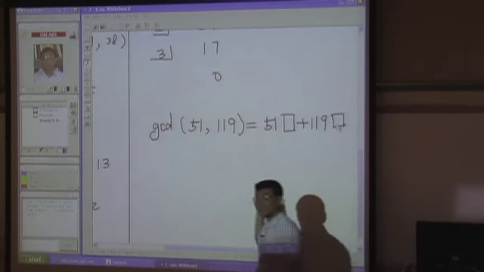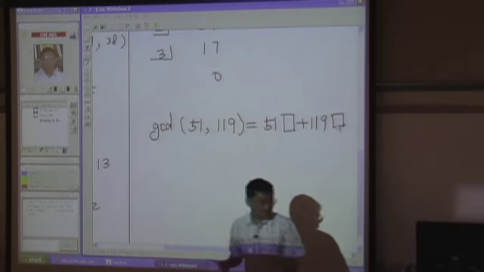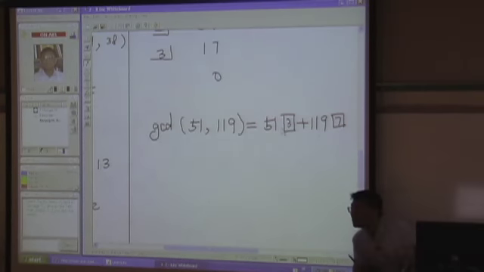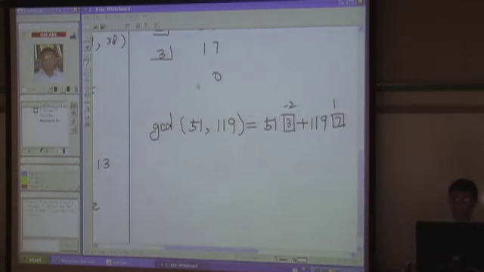Is there anybody who found it? 3 and 7? Then it's... No. Isn't it negative 2 and 1? Excuse me? Negative 2 and 1. Nice, right? Sounds nice. So there is one person who found it.